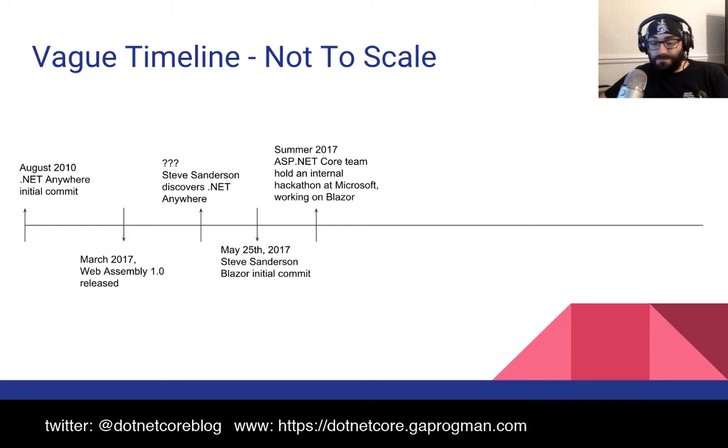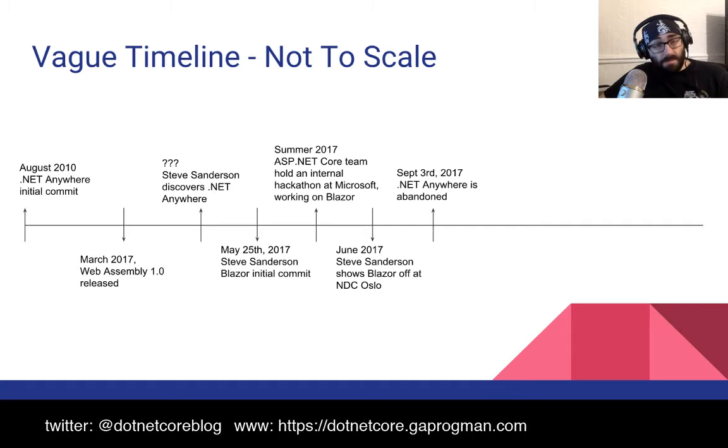So that's pretty cool. Then in June 2017, Steve Sanderson gives his now famous "Blazor, an Experiment" video. September 3rd, 2017, 6 years after the last commit, Chris Donnell officially gives up support for .NET Anywhere. He officially abandons the project.